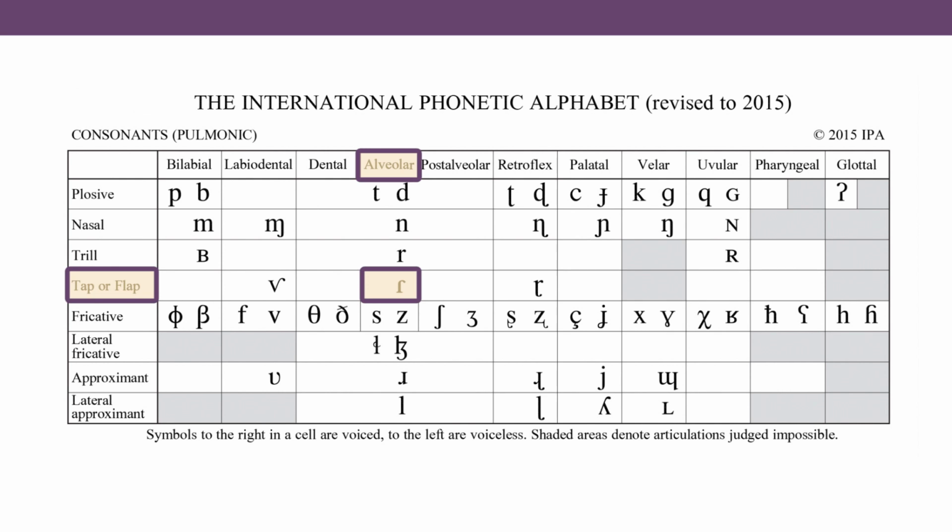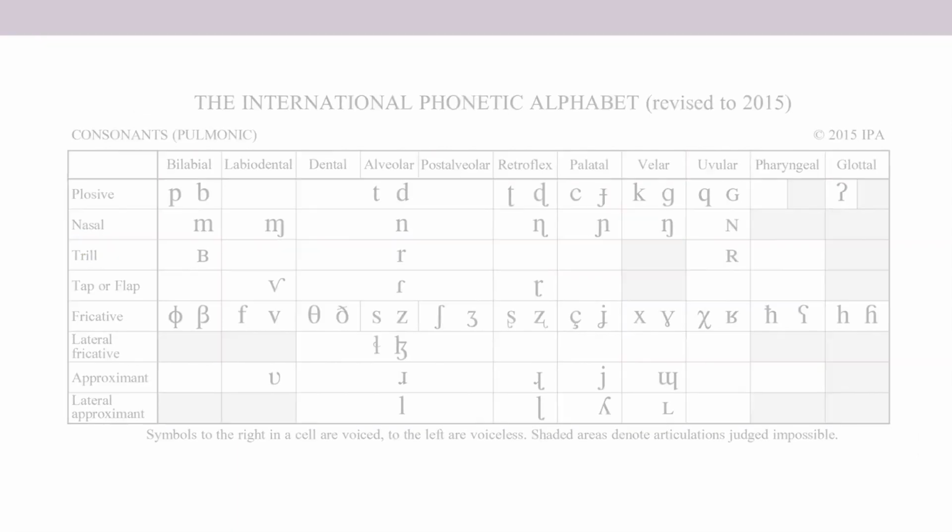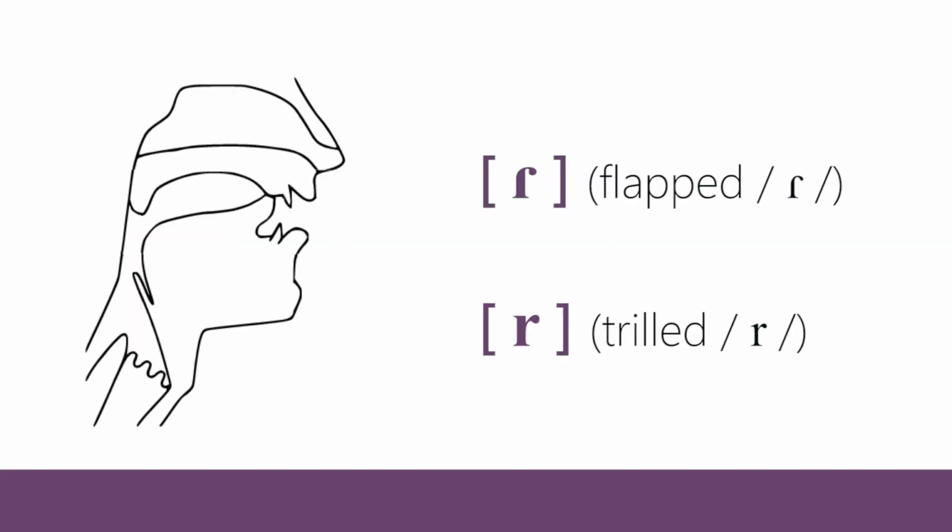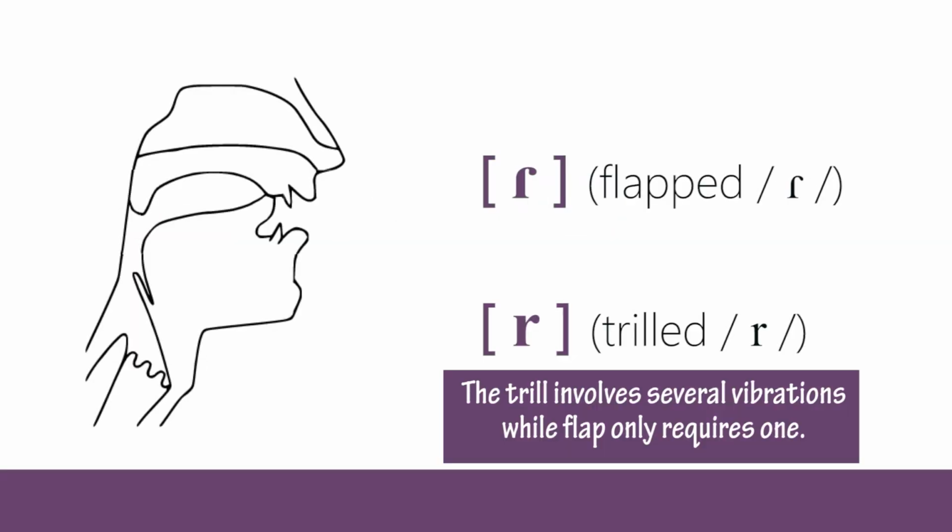This symbol shows a flap, an alveolar flap, and then there's a trill version. They differ mainly in that the trill involves several vibrations while a flap only requires one.